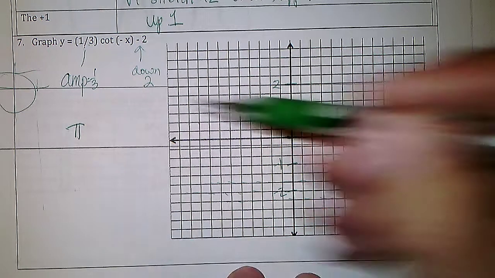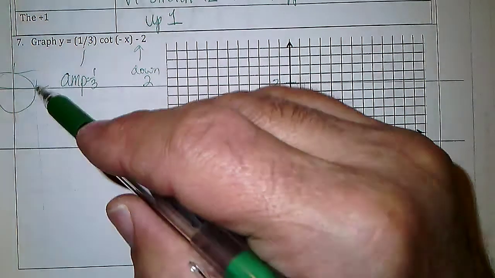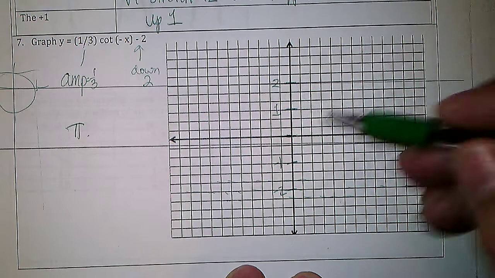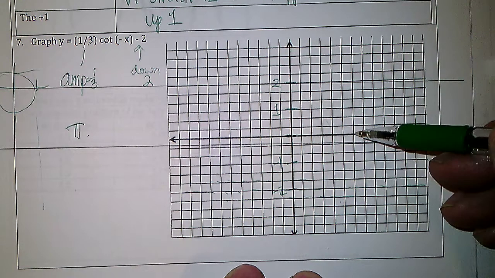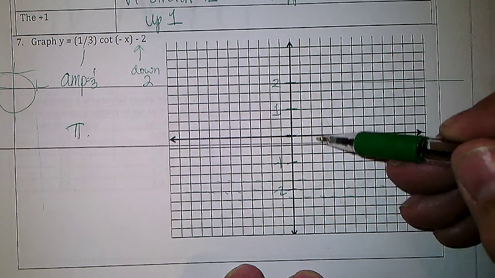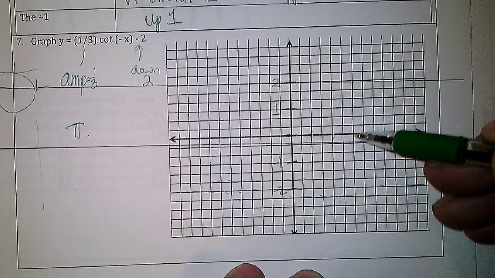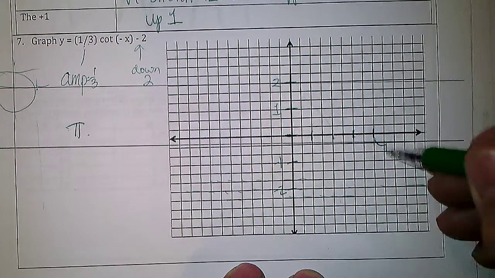So now, my period is pi. And for cotangent, it starts at infinity, goes to infinity in pi. So I'm going to mark, I got to have pi out here, and I have to divide it in 4 spaces. So I'll just go 1, 2, 3, 4, and I'll call that pi.